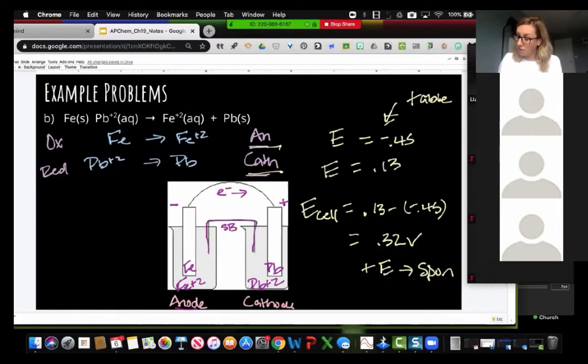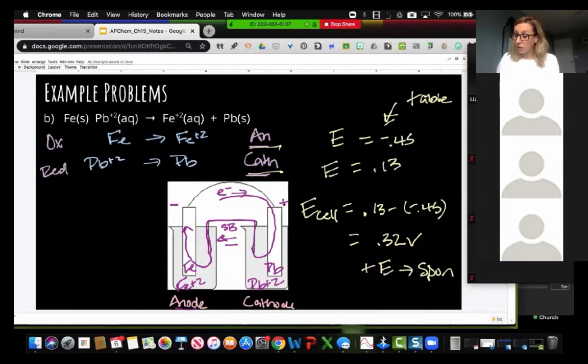This little piece of whatever that is there is soaked in some kind of salt solution that allows those electrons to move through. And then it'll sometimes ask you to show the direction of the electron flow in the salt bridge. So if you remember, we talked about how the electrons have to go all the way around to complete that circuit. So the negative ions are going to go this way.